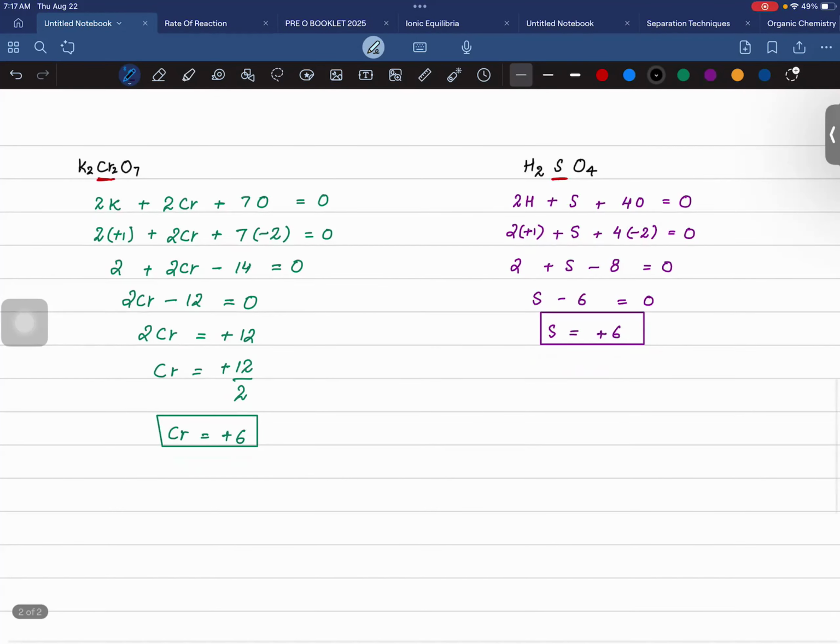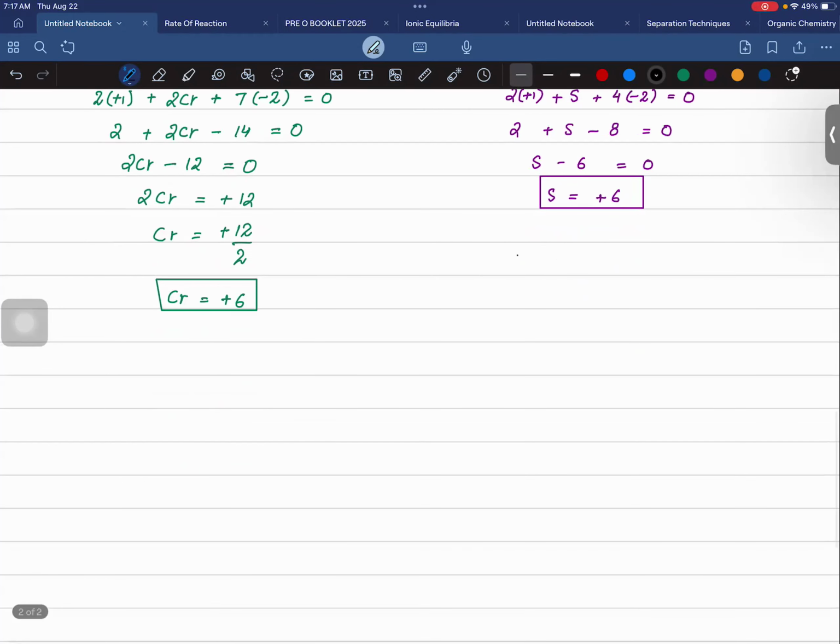Then H2O2, hydrogen peroxide. Can you tell me the charge of oxygen in H2O2? Yes, fast. The charge of oxygen in hydrogen peroxide.